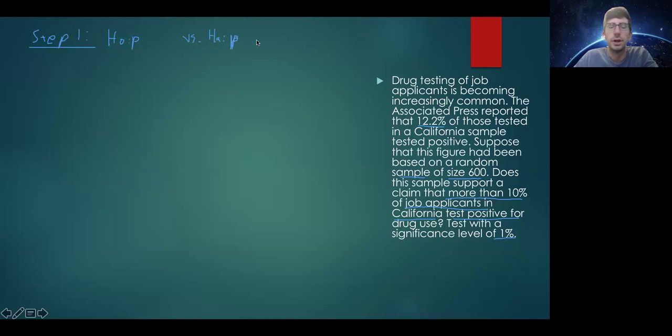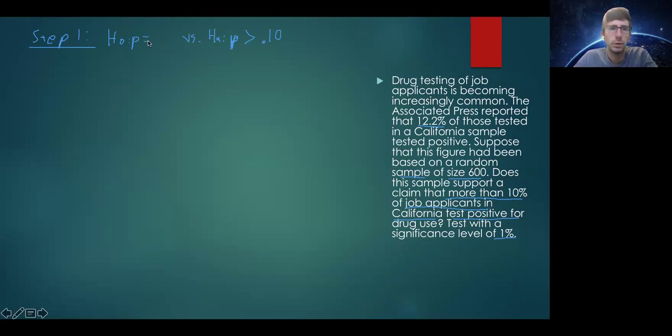We're going to fill out HA first, and we're asked if this supports a claim that more than 10% of applicants test positive, right? So that "more than" tells us that we need to use the greater than sign, and we're going to write this in terms of a decimal instead of a percentage. So is it greater than 0.10? Is the proportion of all Californians who do a drug test for jobs, do more than 10% of all of those people test positive for drug use?